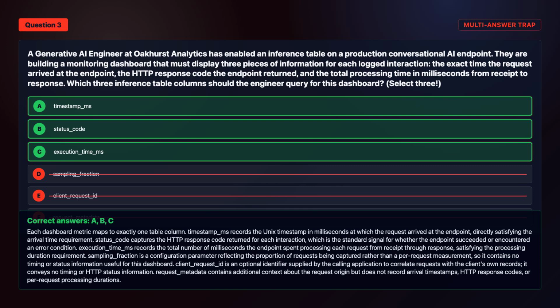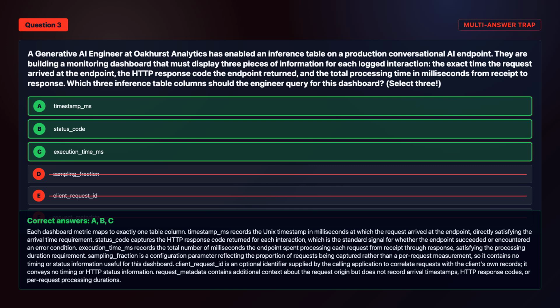Timestamp_ms records the Unix timestamp in milliseconds at which the request arrived at the endpoint, directly satisfying the arrival time requirement. Status_code captures the HTTP response code returned for each interaction, which is the standard signal for whether the endpoint succeeded or encountered an error condition.